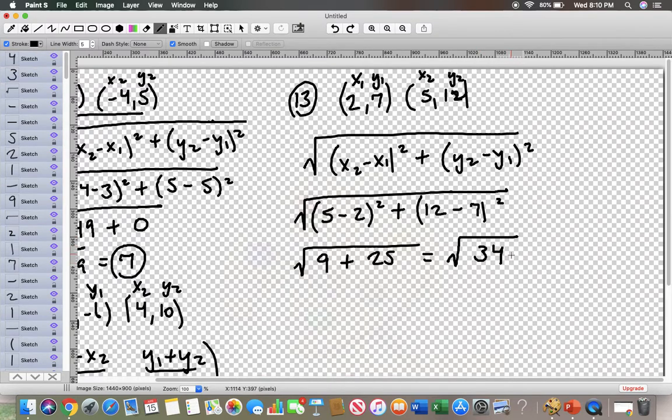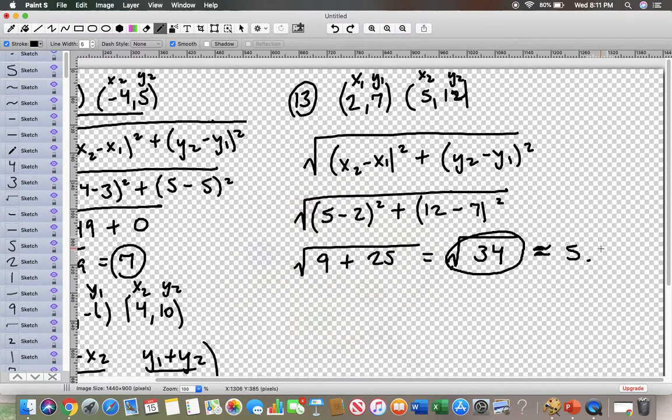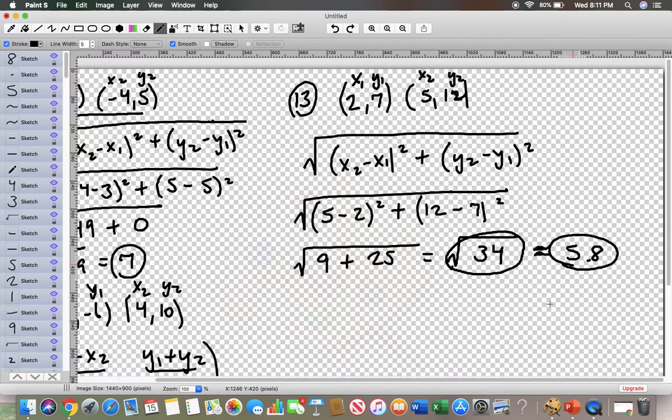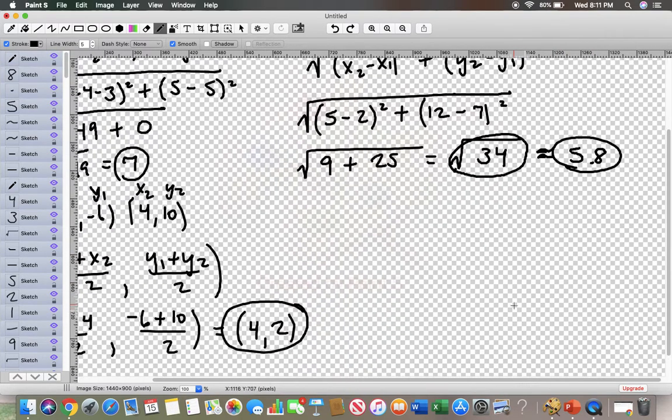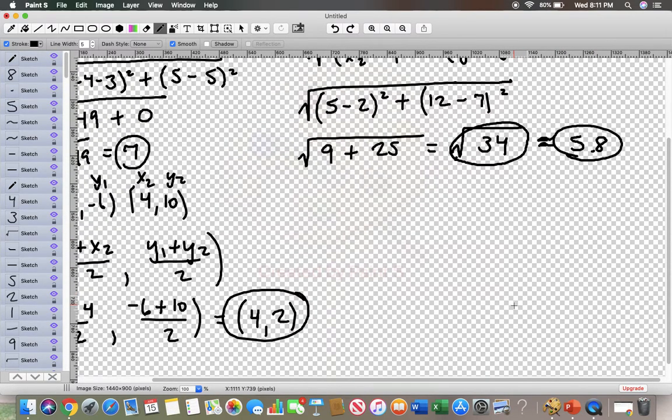And I cannot simplify this radical anymore. There are no perfect squares that are factors of 34. But this is one answer, the simplified radical form. And then it also wants the decimal form, which, rounded to the tenths place, would be about 5.8. So you need both answers there. Let's do number 17.